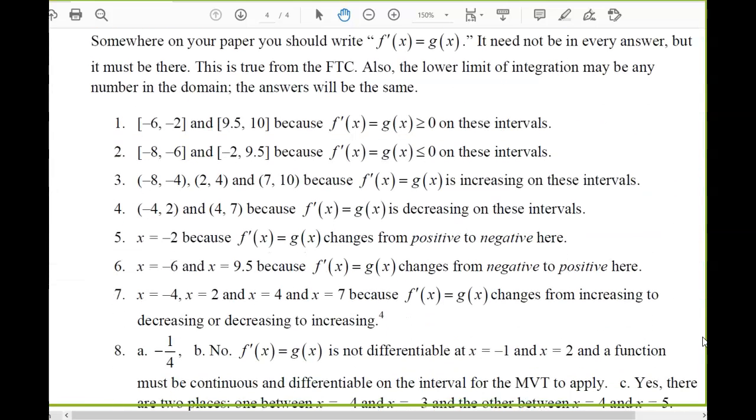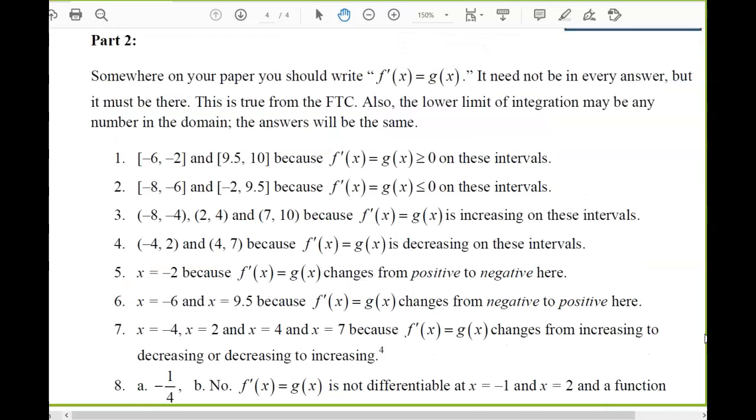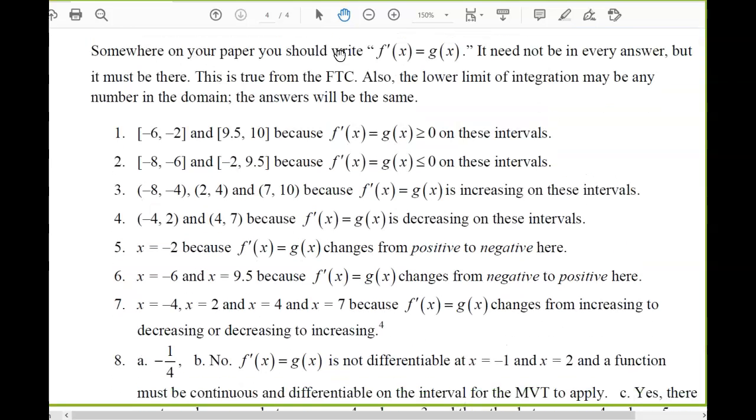All right, and then part 2. So one of the things in part 2, you'll notice they put somewhere in your paper you should write f prime of x equals g of x. Typically on a free response question on the AP exam, they want you at some point to make that connection. So you could use either function interchangeably. So here it could be because f prime of x is greater than or equal to 0. Or you could have said because g of x is greater than or equal to 0. As long as at some point you make the connection and understanding that f prime of x is g of x.